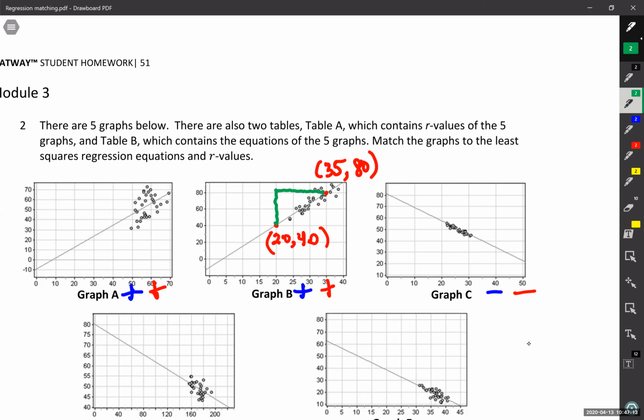And then I went over from 20 to 35. So I went over 15. So the slope of this line, this is going to be approximate. It's not going to be exact, but the slope of this line is 40 over 15. Rise over run. The slope of this line is 40 over 15. And when I put that in my calculator, I get about 2.6.